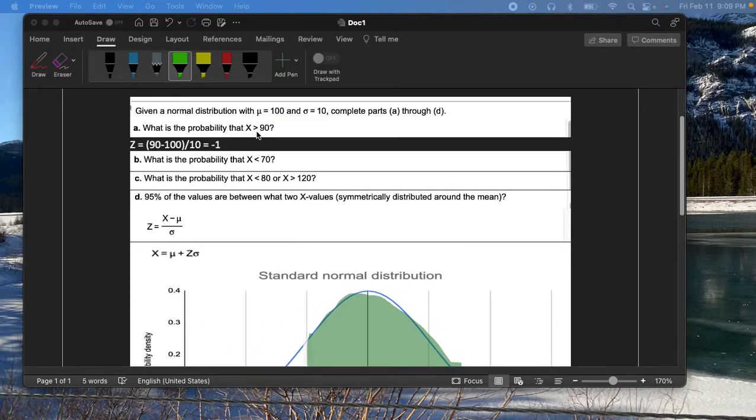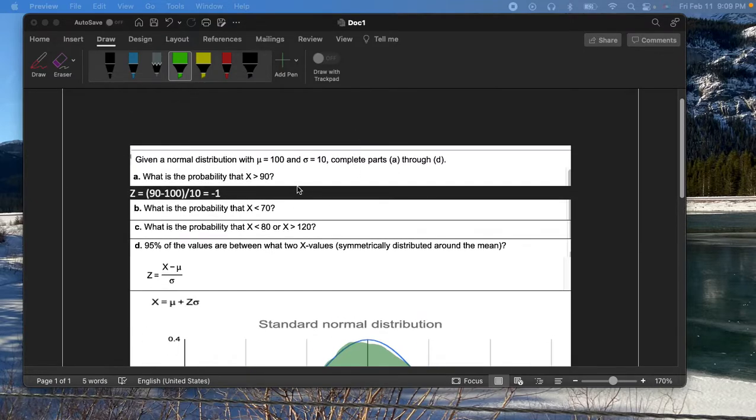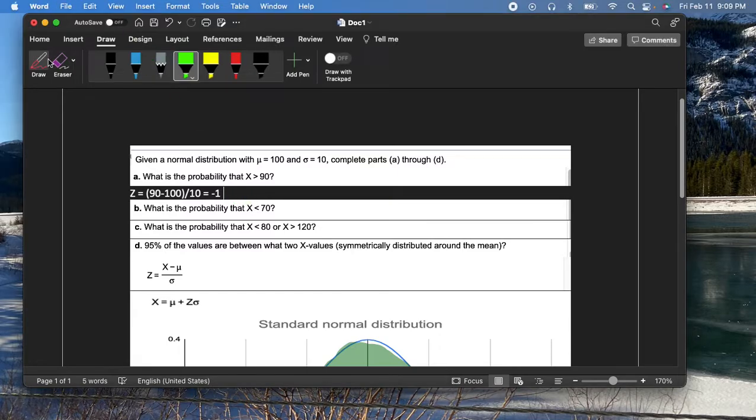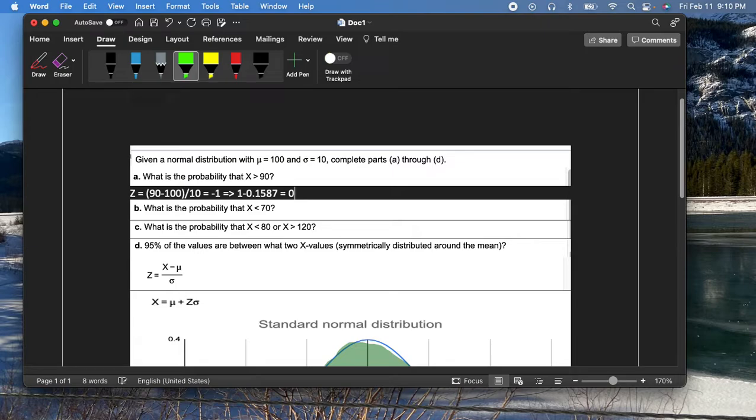But the question is asking for values higher than 90. So it's asking us for those green values. What we need to do is 1 minus 0.1587, because we need to find the values to the right of the standard deviation. Once we do that, we get 0.8413, and that will be our answer.